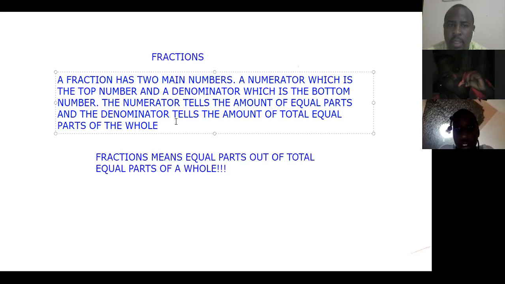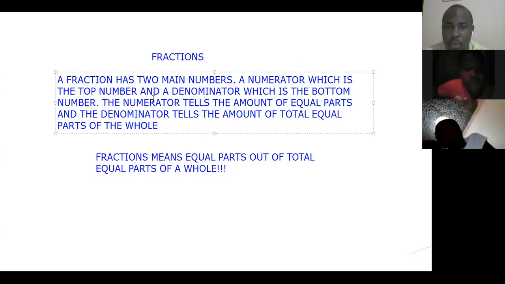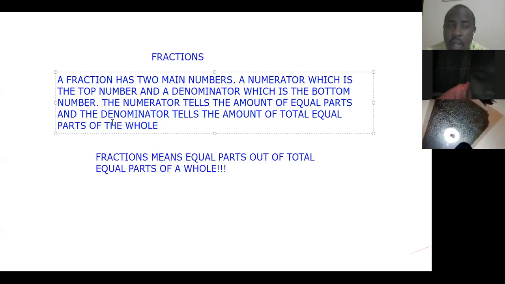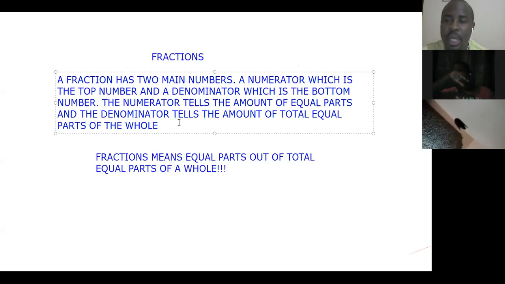Okay. And what do we know about those things? Are the things that are there equal or not equal? Not equal. Not equal? How come? What did we say about the numerator? Equal. The things in the numerator are always equal, right? Yes, sir. And the things in the denominator, are they also equal? Yes, they're equal. But what they tell is the amount of total equal parts.